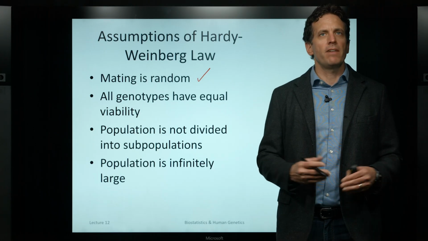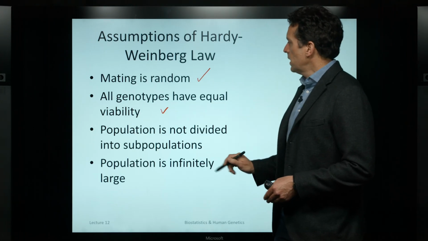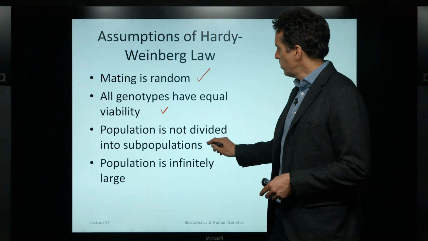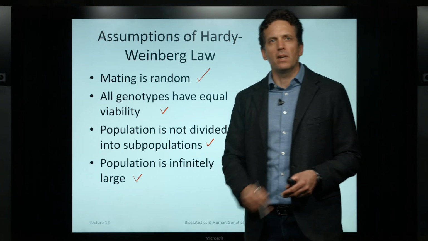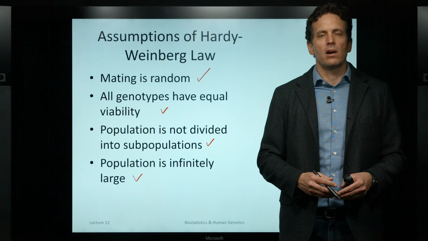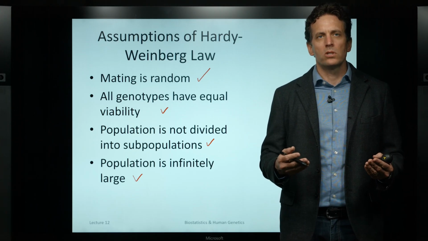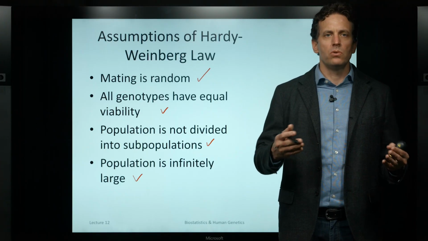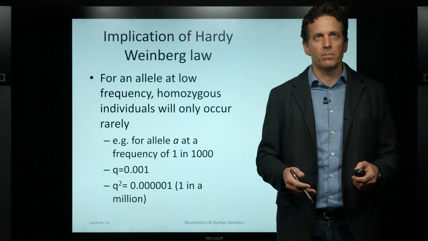All genotypes have to have equal viability within the population. The population has to be homogeneous and not divided into subpopulations. And indeed, the population has to be infinitely large. And so these are all simplifying assumptions that are frequently not the case. But these are the assumptions that underlie Hardy-Weinberg's law and Hardy-Weinberg equilibrium and allow us to test a population to see whether something unusual is going on.